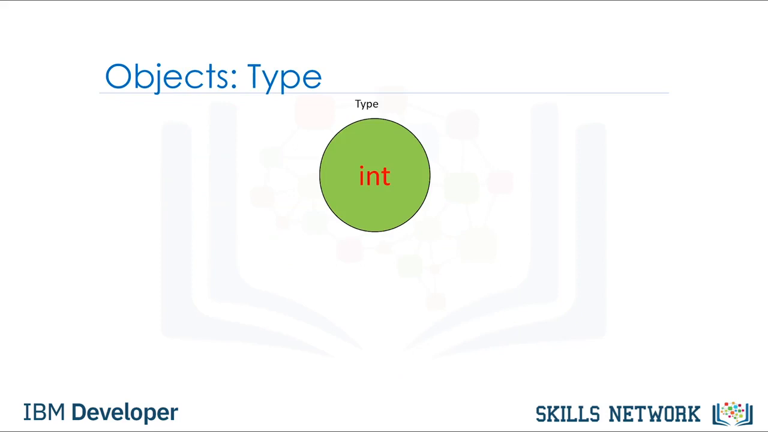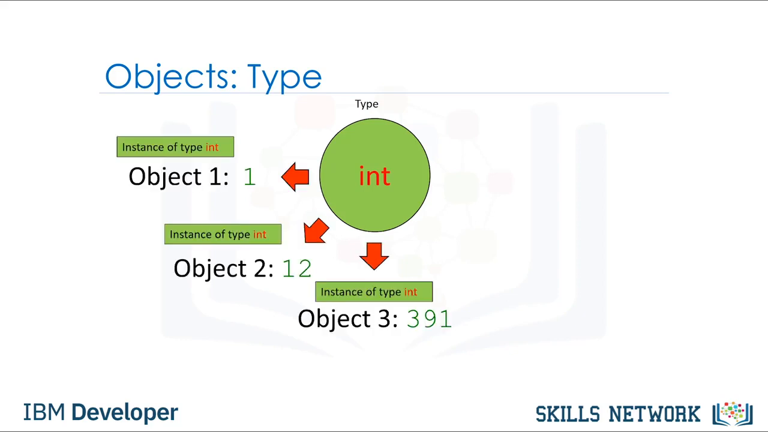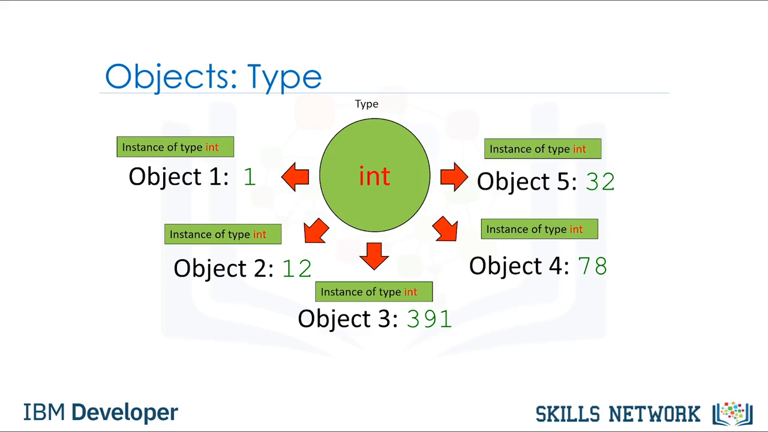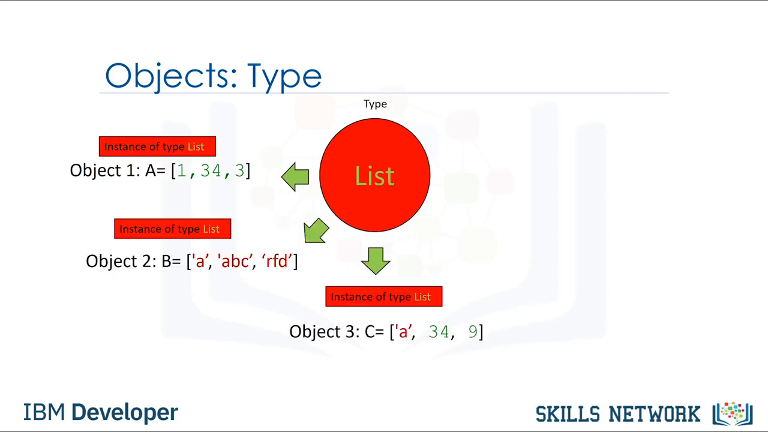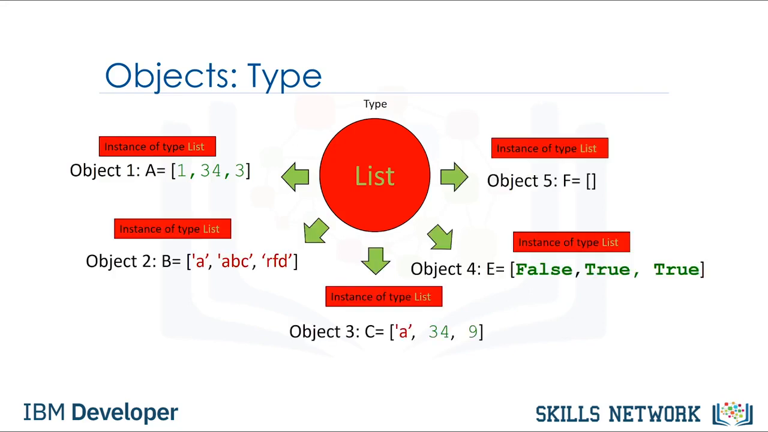Every time we create an integer, we are creating an instance of type integer, or we are creating an integer object. In this case, we are creating 5 instances of type integer or 5 integer objects. Similarly, every time we create a list, we are creating an instance of type list, or we are creating a list object. In this case, we are creating 5 instances of type list or 5 list objects.